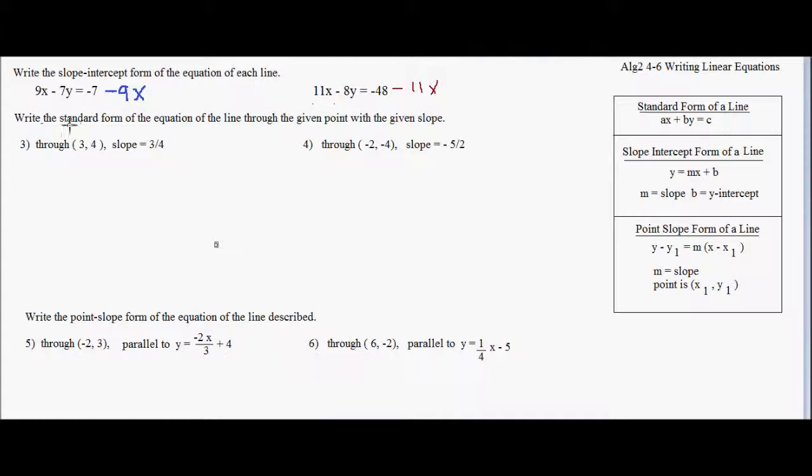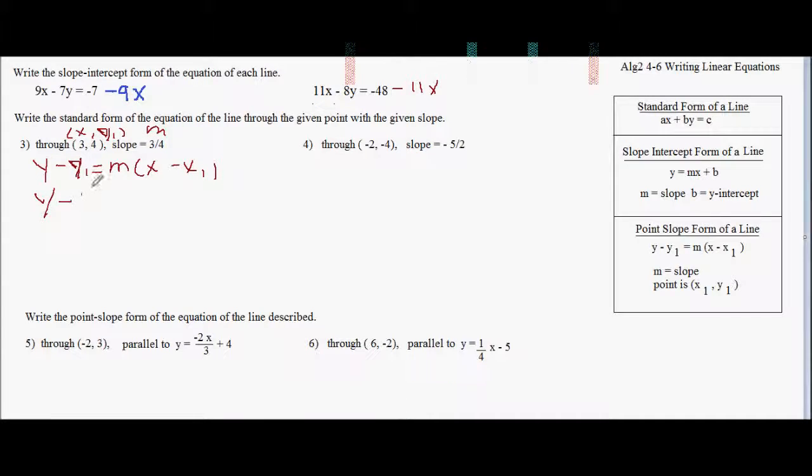Okay, so then it says write the standard form of the equation of a line through the given point with the given slope. Okay, so now we're given a point and a slope, so we have to use the point slope form. Makes sense. So let's just use maroon. So we get y minus y1 equals the slope times x minus x1, where this is x1, y1, right here. This thing right here. And this is the slope, m.